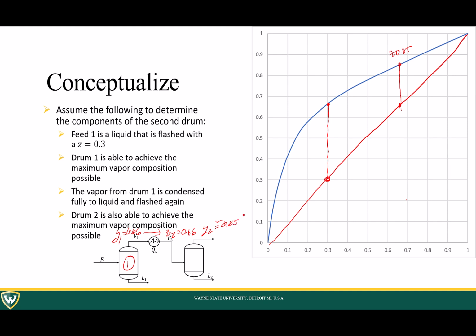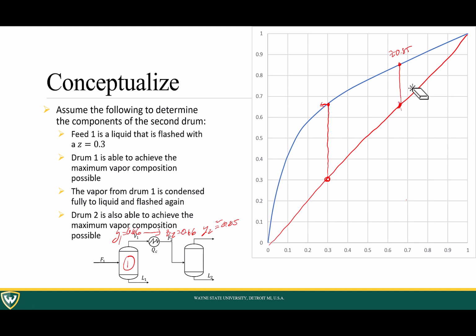What you can also do from this point here, since we know that it's this y composition here, and we're condensing it fully to a liquid, is go straight this way, and you notice that we also hit that same mark. That's going to be something we're going to be doing a lot in the coming chapters, and that is essentially the McCabe-Thiele diagram for distillation columns, but we'll get there.